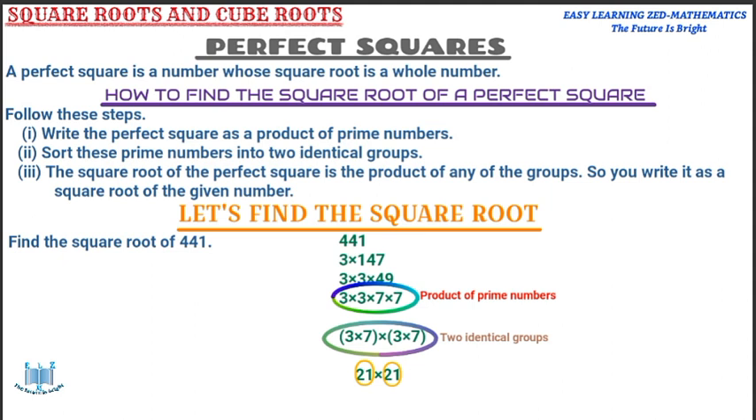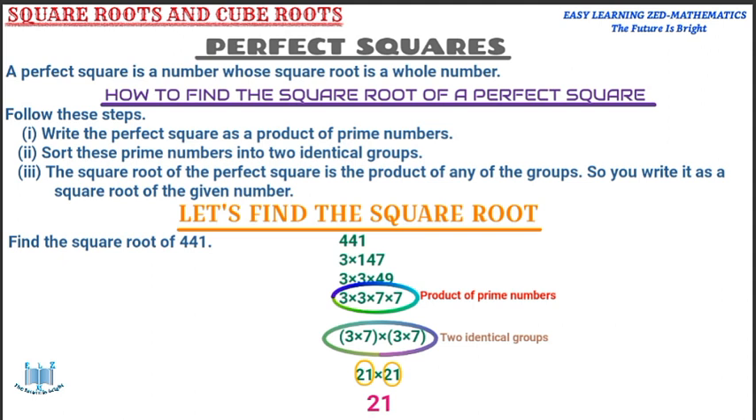So you write it as a square root of the given number. So we are going to pick 21 and write it as a square root of the given number. So we're going to write it as a square root of 441. So we're going to write 21 down there. We'll just pick 21, okay, and write it down.